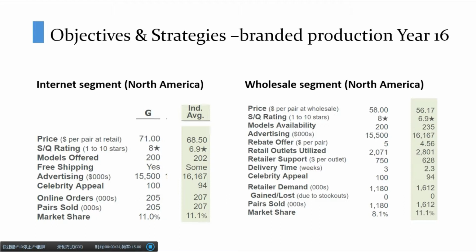Based on this fact, we don't think we can compete with Company D by offering a lower price, as we cannot provide as many shoes as they do. So in year 16, our decisions are based on this assumption. Firstly, the Internet segment. As our SQ rating remains higher than the market average, we decide to lower our price to somewhere a little above the average to add competitiveness while remaining pretty profitable.